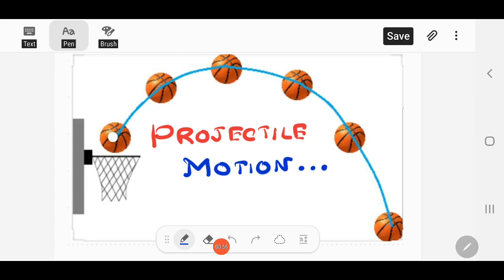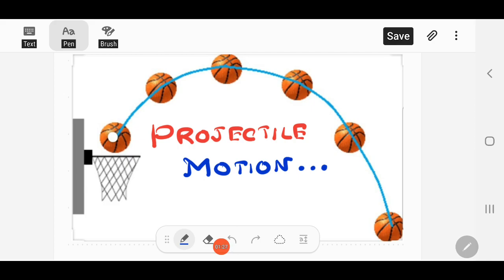For instance, when you are throwing a basketball to its basket, that basketball traces a path which is parabolic in nature, and it's a two-dimensional motion in a plane. That is, the basketball is moving along the horizontal as well as in the vertical direction. So let's continue our discussion on that.